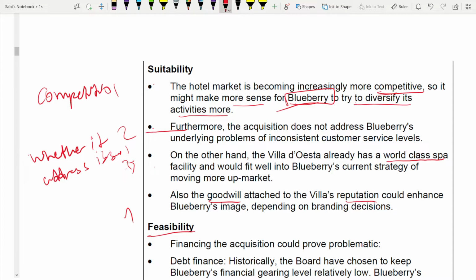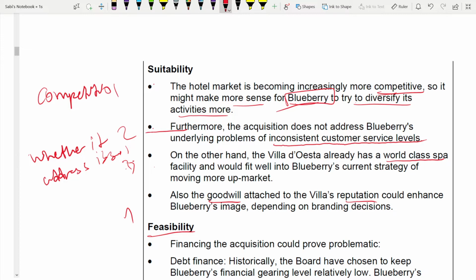Second, the acquisition does not address Blueberry's underlying problem. What is the underlying problem? That they are getting inconsistent customer service levels. They're not able to satisfy customers. There's a variability. Can this acquisition satisfy that need? No. So the acquisition does not address it. That means it's not suitable.